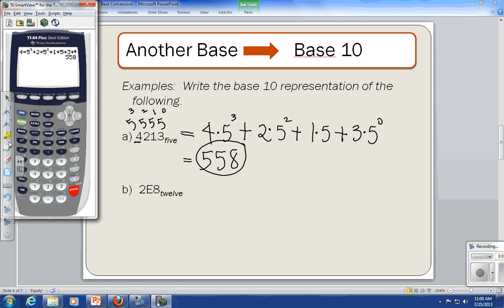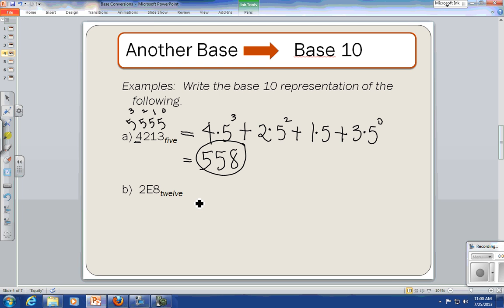Okay, let's work on our second one, 2E8 base 12. Now in base 12, you have digits 0, 1, 2, 3, 4, 5, 6, 7, 8, 9, 10, 11. But because a digit can only have one position, they use an E for the 11 and a T for the 10. So if I was to expand this out, this one's going to be 2 times 12. Now again, working from right to left, this is going to put me 12 to the second, plus E is 11 times 12 to the first, plus 8 times 12 to the 0.